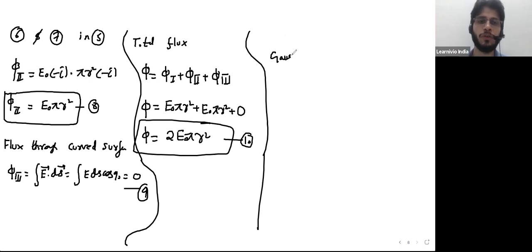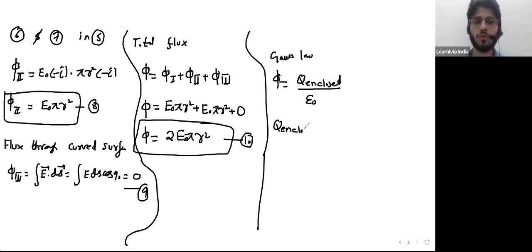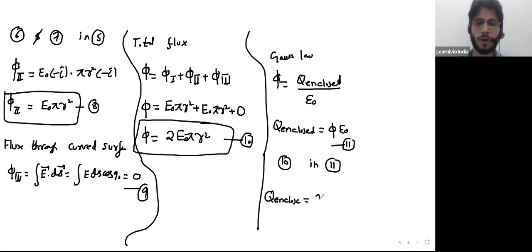Yes, very good. We will use Gauss law to calculate the charge enclosed. Gauss law says phi is Q enclosed divided by epsilon naught. So we can write that Q enclosed is phi multiplied by epsilon naught. That is equation number 11. So we can substitute 10 in 11. So the Q enclosed is now phi, which is 2 E naught pi r square, into epsilon naught.